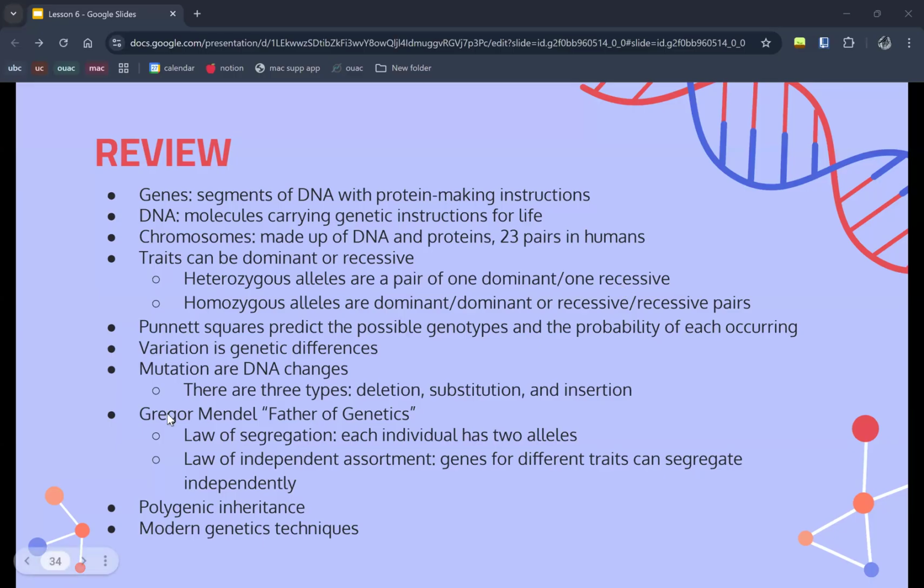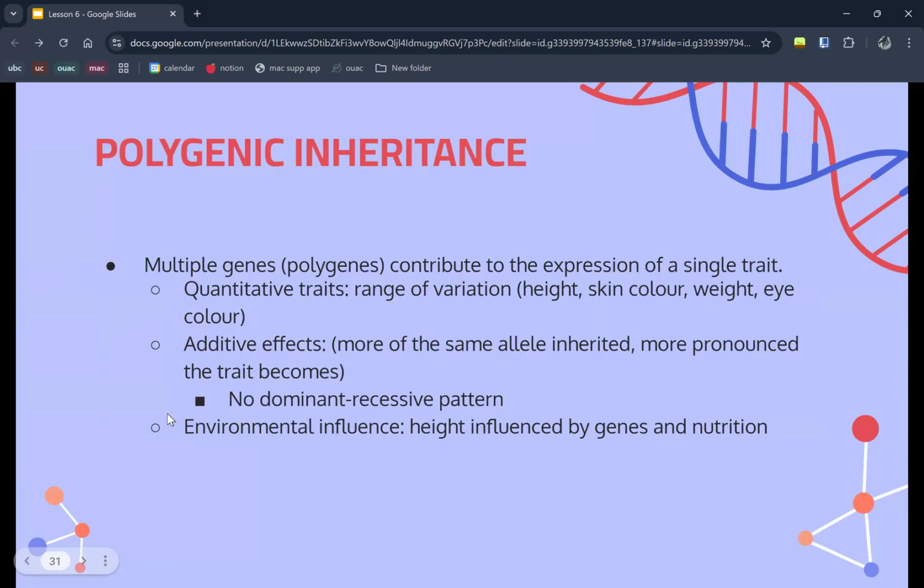Yeah, so someone asked about the additive effects. So going back to polygenic inheritance, what additive effects means is that each gene contributes a little bit to the overall trait. So we talked about height. Height is determined by the cumulative effect of several genes that ultimately determine the height of a person and doesn't follow that either dominant or recessive pattern. So basically the effects of all these genes add up to each other to determine what your height will be.